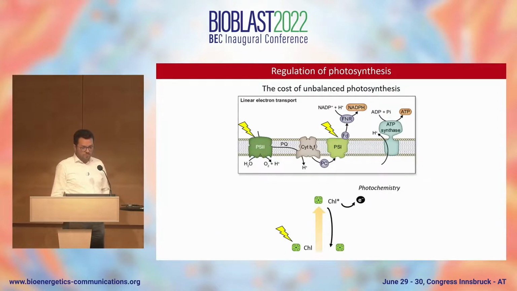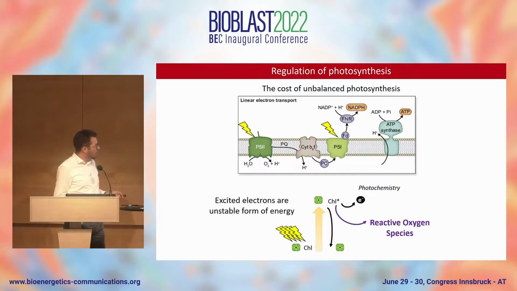So what is the issue if these reactions are not regulated? Thomas already introduced that photosynthesis is dealing with excited electrons that are used for photochemistry. When we have a lot of these excited electrons, this is an issue because you cannot store excited electrons, but they start doing other reactions and they produce reactive oxygen species. So there is a cost if photosynthesis is unbalanced: you start producing damaging molecules.